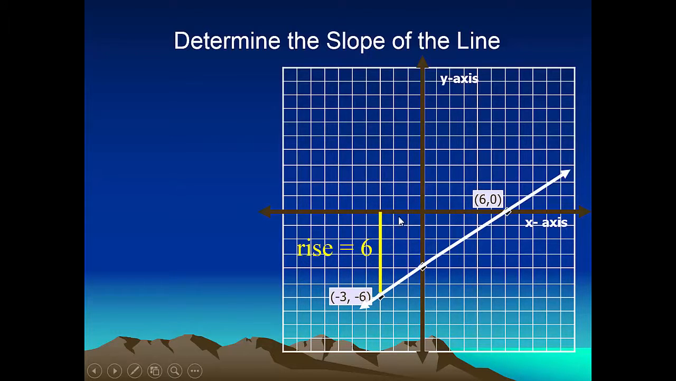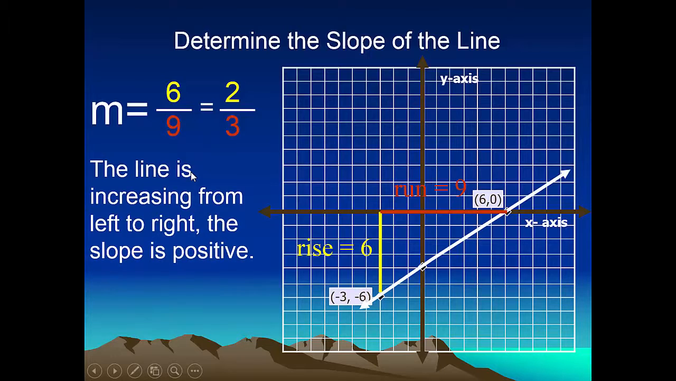Now we want to do our run. Let me get the line here. We will go 1, 2, 3, 4, 5, 6, 7, 8, 9. So our run is 9. So now our slope is equal to, we know that the rise is 6 and the run is 9. But we cannot leave this fraction in this manner, because it can be simplified. So we divide the numerator and denominator by 3, which gives us 2/3. Now the line is increasing from left to right, as you see here. The y value is increasing from left to right, so the slope is positive. And you notice our answer is positive as well.